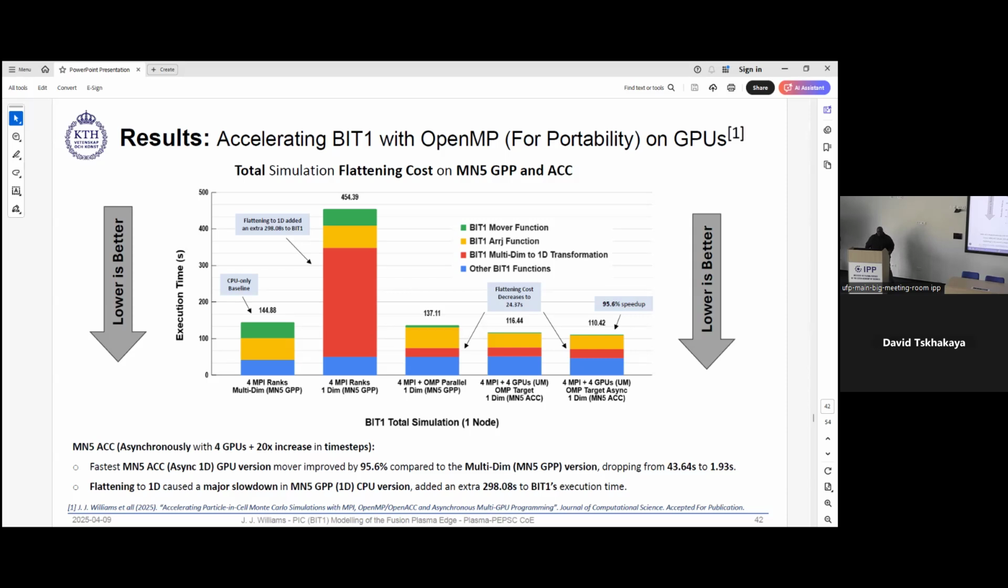But if you look carefully, the blue box is the other functions. Because of the flattening, we still have overhead, because it's on the main, the BIT1 1.c. Compared to the CPU version, the blue box is still smaller. It's because we still have overhead happening when we flatten as well. So it's not only affecting the mover, it's also affecting the other parts of the code.